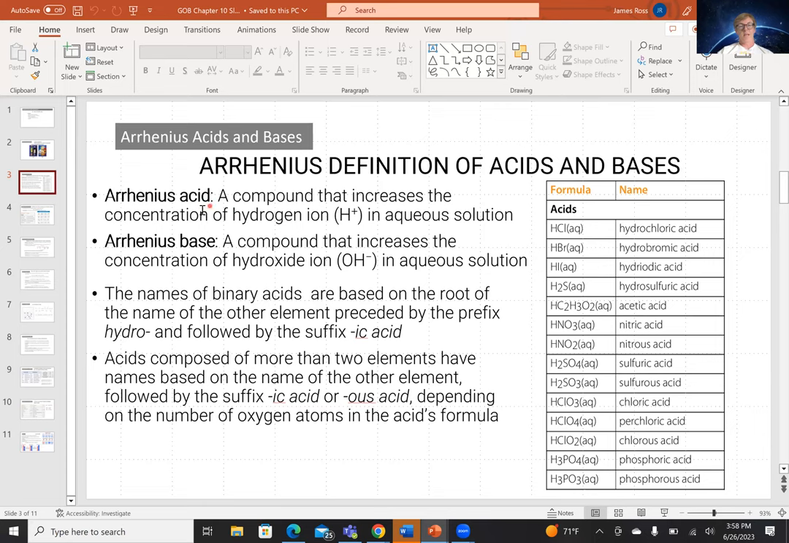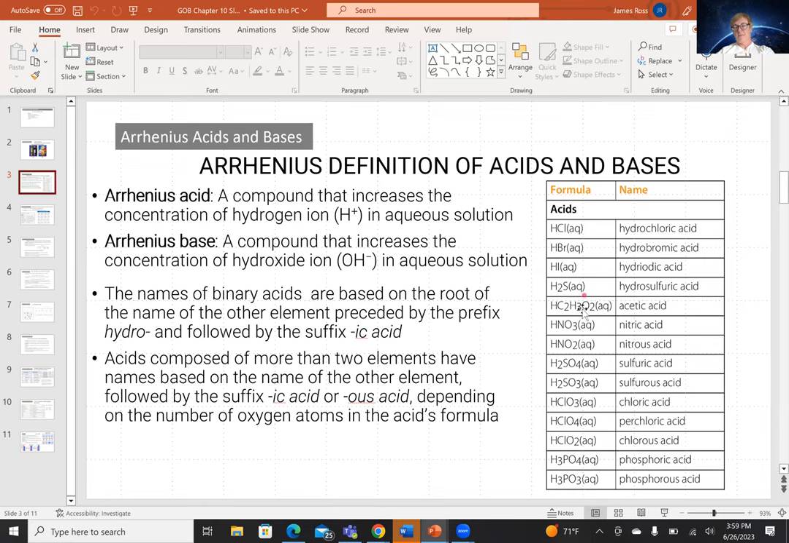Okay, so an Arrhenius acid, Arrhenius base. Notice, although it's not obvious here, acids and bases are chemical opposites of each other. Chemically, the opposite of a hydronium ion or a proton is a hydroxide ion. You'll see in short order that they are chemical opposites of each other.